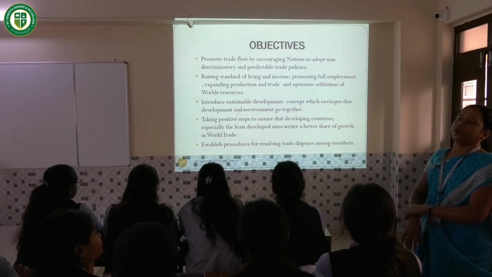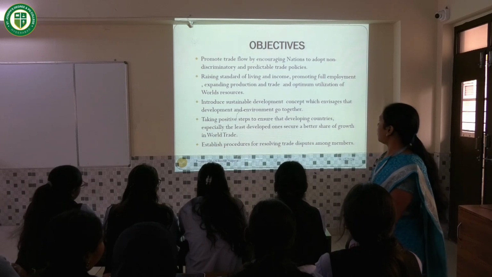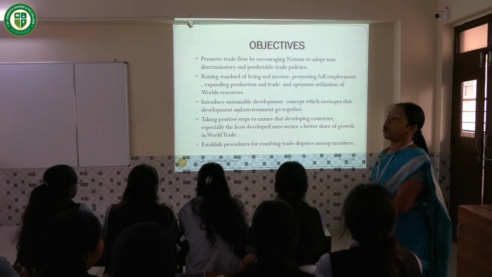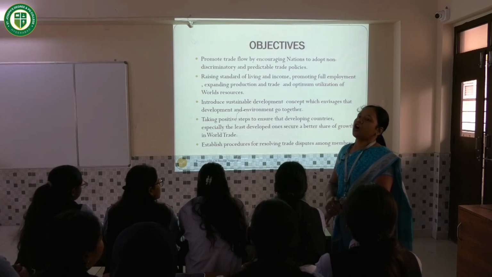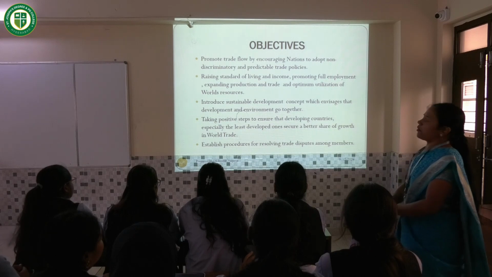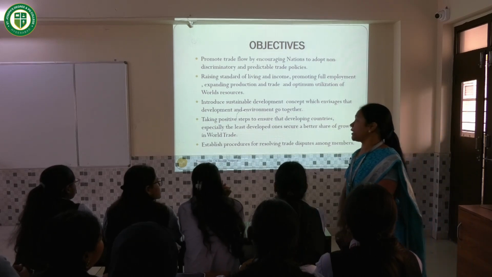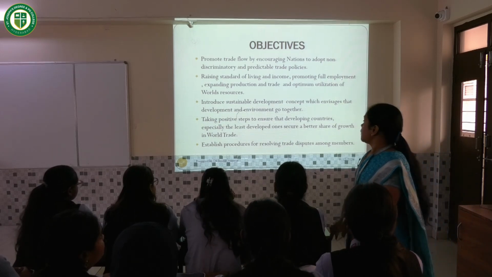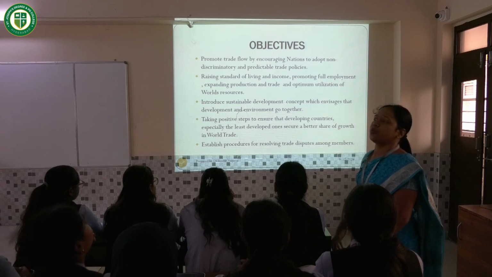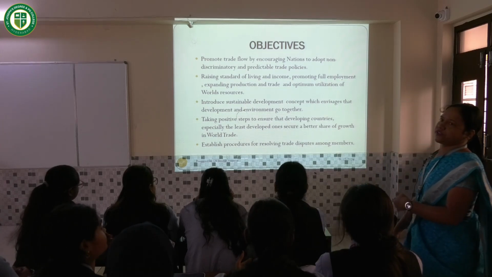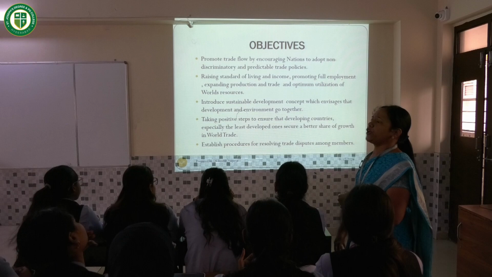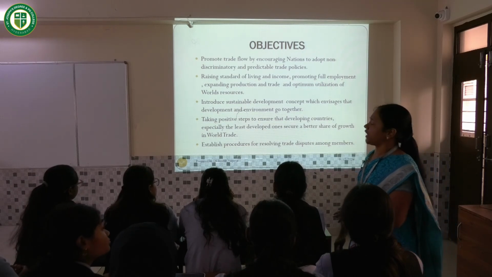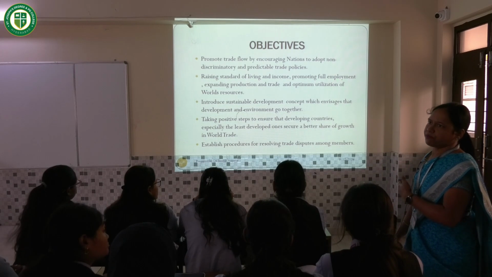The third objective focuses on ensuring sustainable development, so that the environment and sustainable development go hand in hand, focusing on the health and sanitation of the member countries. The fourth objective: WTO takes positive steps for ensuring that the developing countries, mostly the least developed countries, can have a better share in world trade. The last objective is how the WTO frames different policies and procedures for resolving any trade dispute between the member countries.